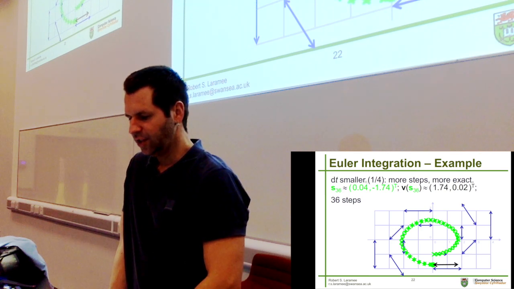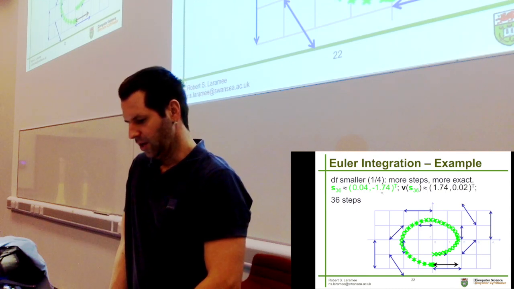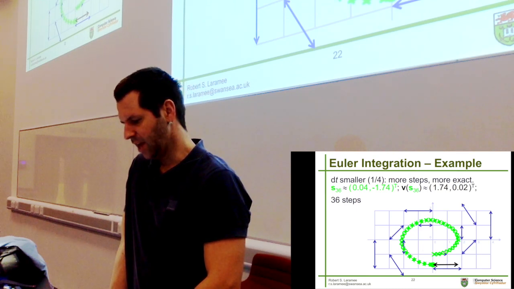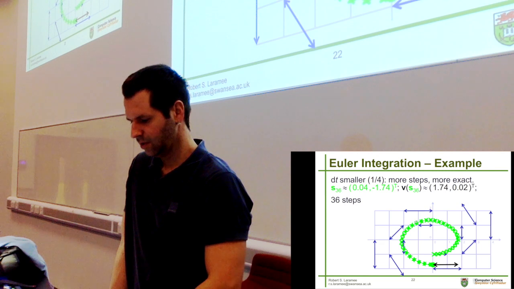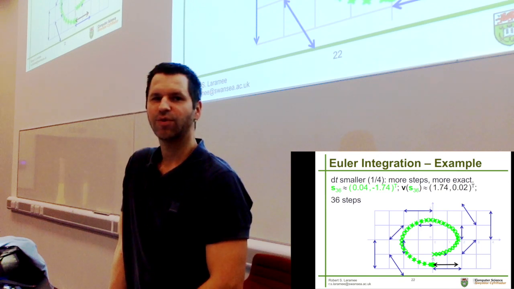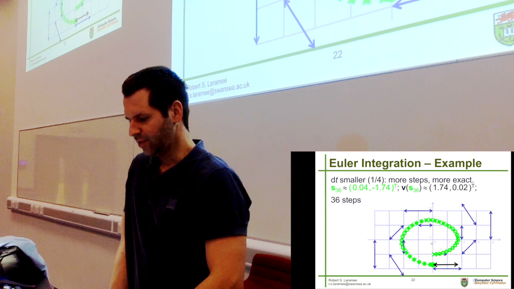So let's change the result. If we change dt, instead of 1/2, we use 1/4, and then we compute the streamline again. See how the points got closer together, the streamline points? The distances between streamline points got shorter. And then this got closer to approximating an ellipse. This is using 36 steps.